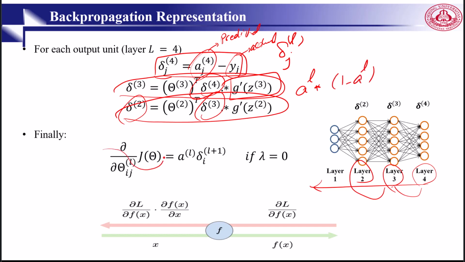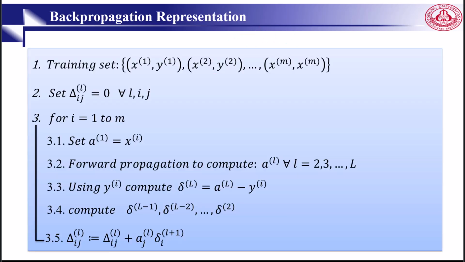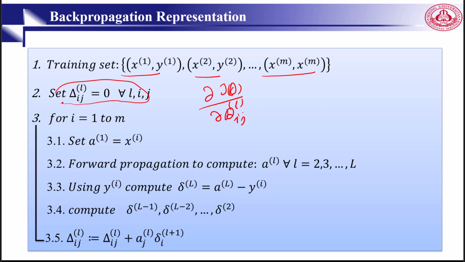Finally, we try to find the partial derivative of J(theta), the cost function, with respect to this one, which is equal to this one, right? So we apply backpropagation to adjust the parameters. So here is the backpropagation algorithm. We have a training set like (x1, y1), (x2, y2) up to (xm, ym). In here, we try to find delta. Delta is used to calculate what? To calculate the partial derivative of J(theta), the cost function, with respect to theta_ij^l, right? Initially, we consider this delta as 0.